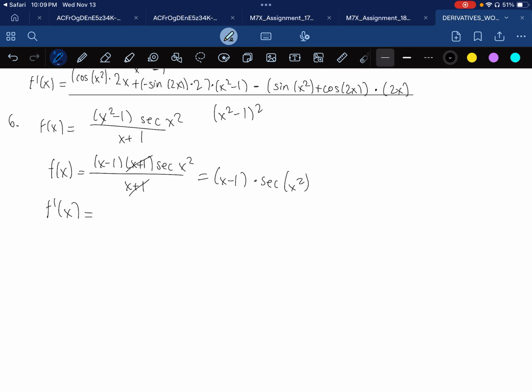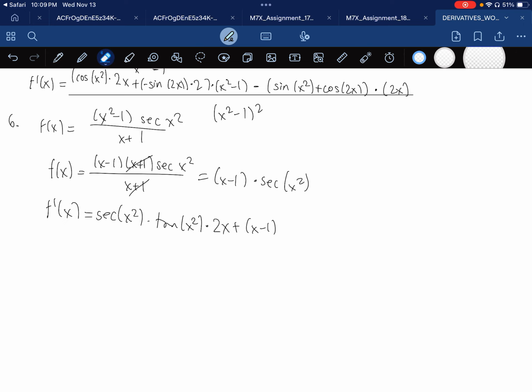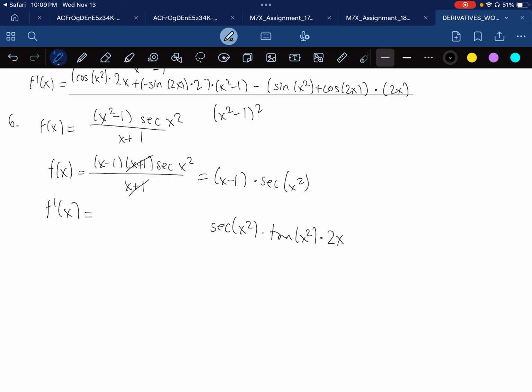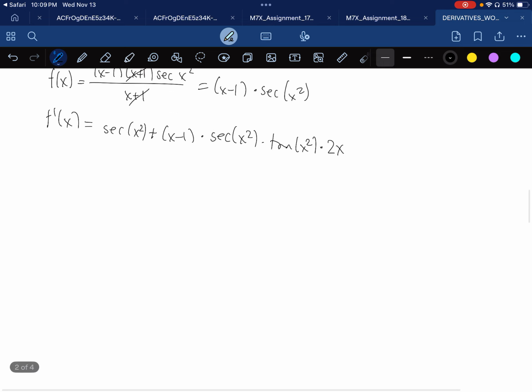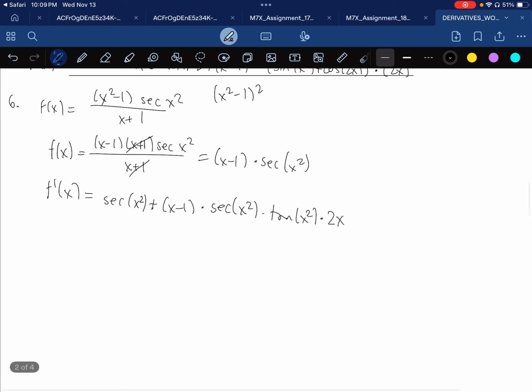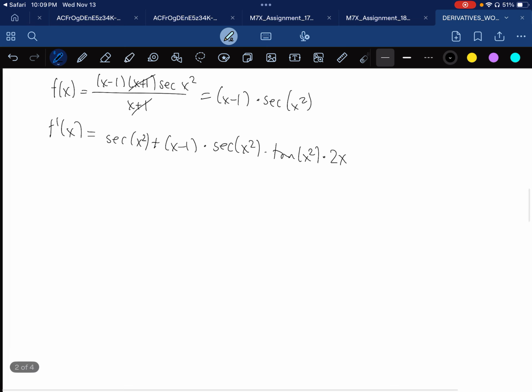So the derivative of the left is 1, and for the derivative of the right, secant becomes secant of the inside times tangent of the inside times the derivative of the inside, 2x, plus x minus 1. Oh, okay, I see. That's fine. We can just do it in the other order. Sorry. The derivative of the left, 1, times the right, secant of x squared, plus now x minus 1 times the derivative of the right. So the derivative of the left times the right plus the derivative of the right times the left. Okay, there we go.